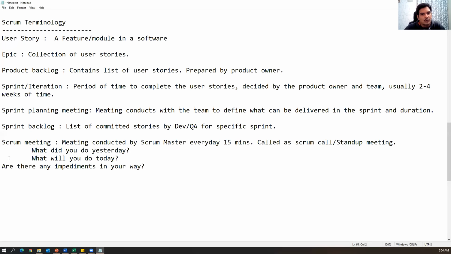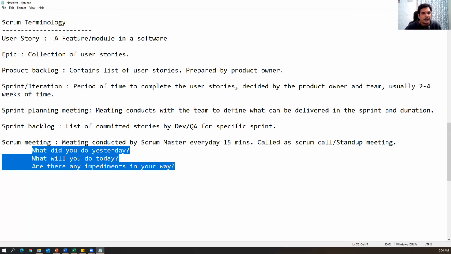What are those questions? What did you do yesterday? What will you do today? And are there any impediments, meaning any blockers in your task? That we have to discuss in this particular meeting. Every day a 15-minute meeting will be conducted by the Scrum Master, which is called the Scrum meeting. Within a sprint, there are multiple Scrum meetings. Every day there will be a 15-minute meeting, which is called a stand-up meeting or Scrum call. Everybody quickly updates their status. And even solutions we will think about in that meeting itself. That is called the Scrum meeting.